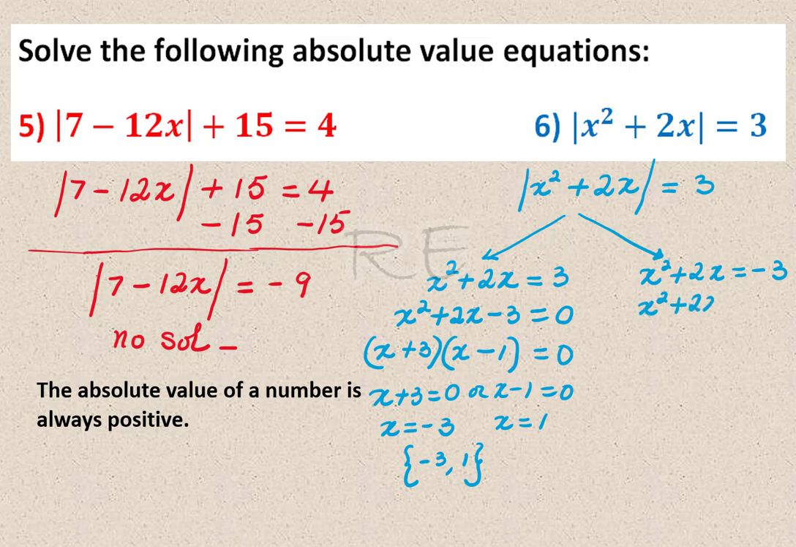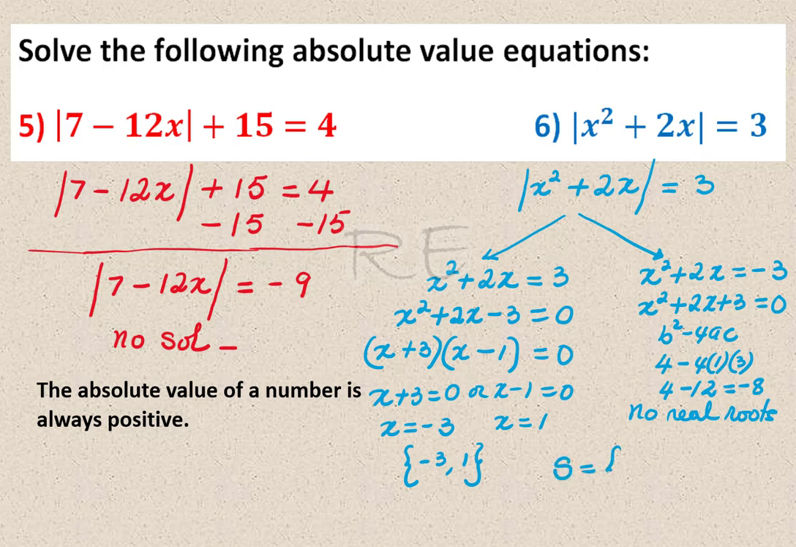X squared plus 2x plus 3, when we transpose negative 3, is equal to 0. Now, this expression is not factorable, and when we calculate the discriminant, we get 2 squared, which is 4, minus 4 times 1 times 3, which is 4 minus 12, which is negative 8. No real solutions. Therefore, the solution set is negative 3, 1.